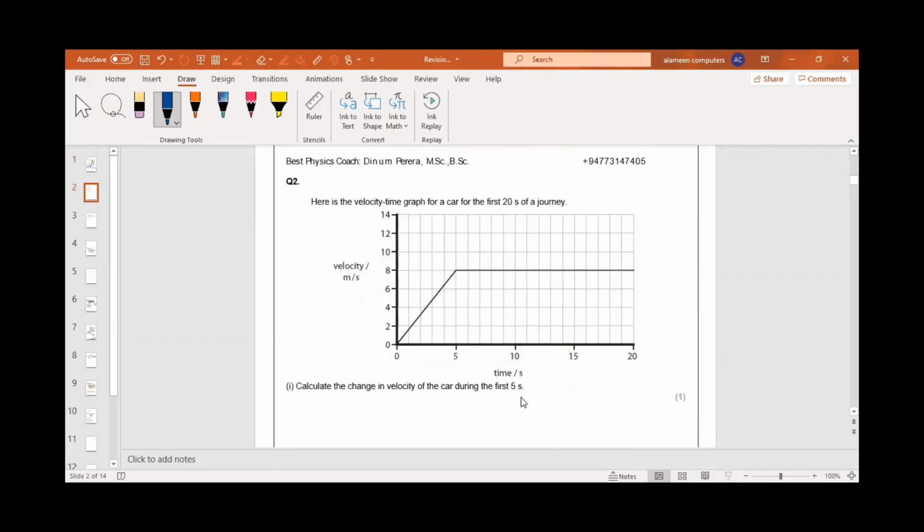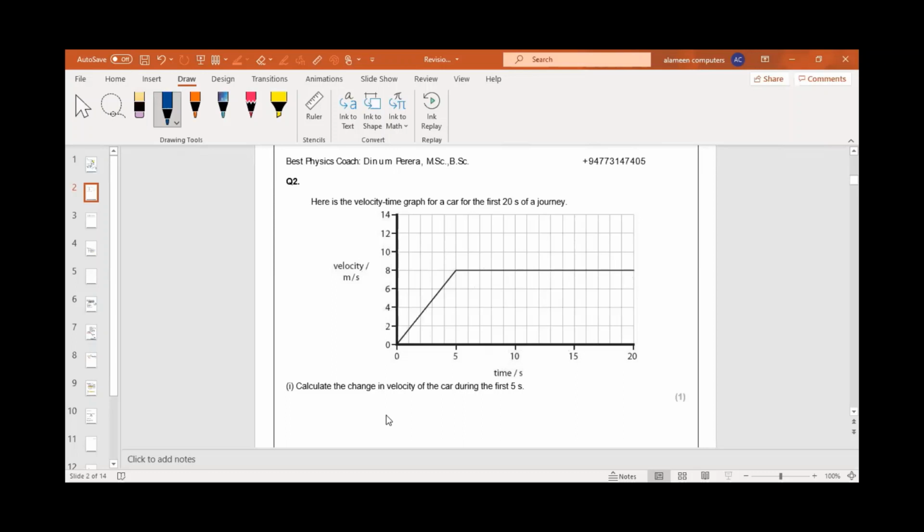Right. It's again a velocity time graph. During the first 5 seconds, there is a positive gradient. So it indicates the acceleration. The car accelerates. So after the first 5 seconds until the 20th second, the car maintains a uniform velocity of 8 meters per second according to the graph.